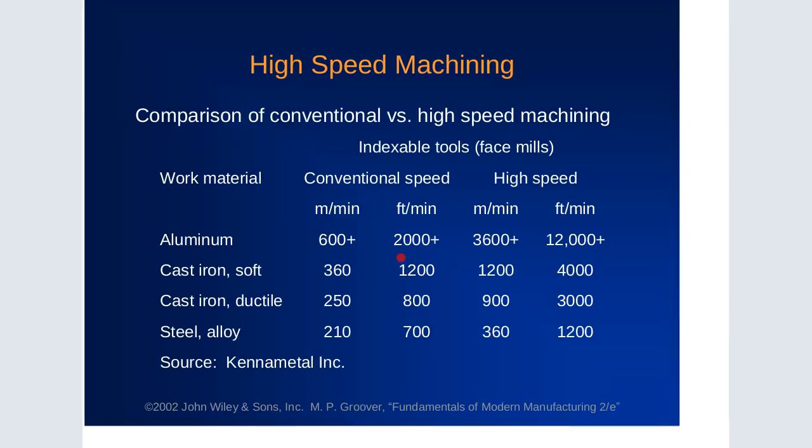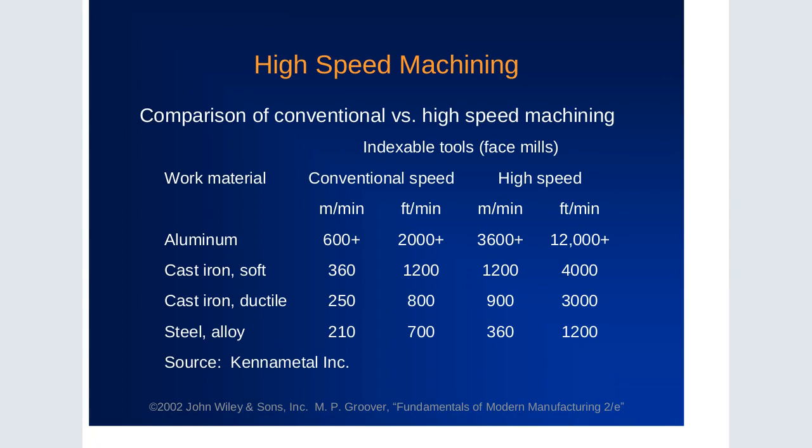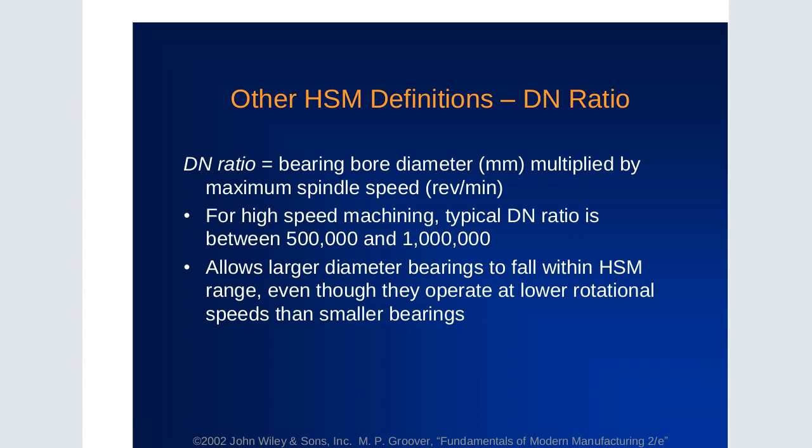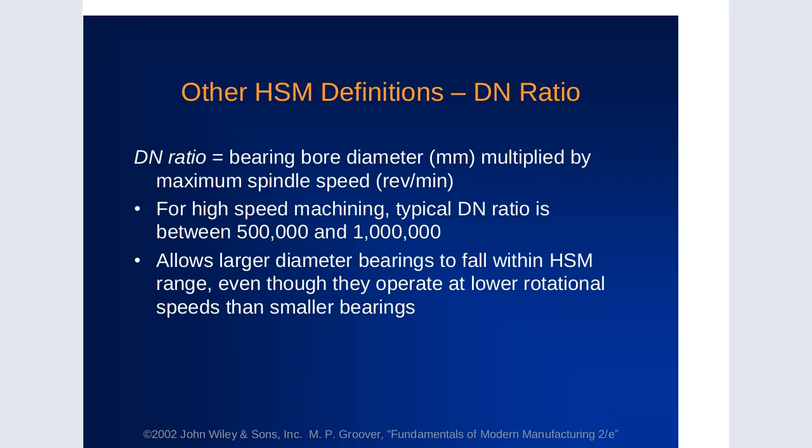Then high-speed machining, you can see the high-speed machining. Now they can cut things like aluminum, cast, and that. And then we have the ratios there.